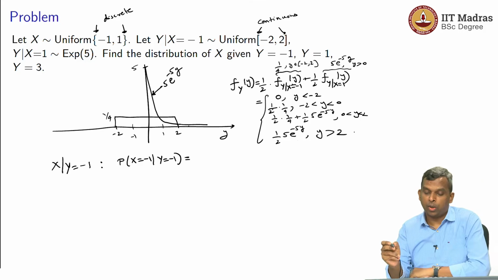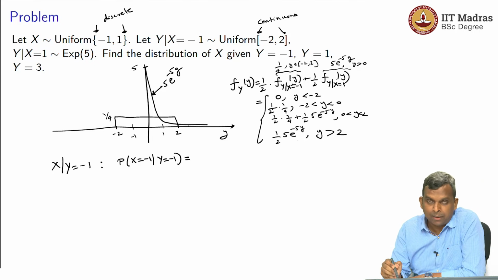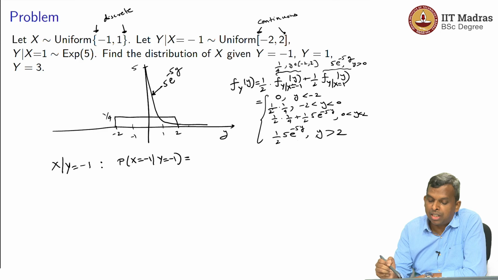Okay, so notice how I wrote that. The first formula is generic, but these conditional densities have a certain range for y, only for y in a certain support, right? For y between minus 2 and 2, this is 1/4. Outside of it, this is 0. Only for y greater than 0, it is 5e^(-5y). Outside of it, it's 0. So when you write it down totally, you have to say y less than minus 2 is 0. Y between minus 2 and 0, it's half times 1/4. And then from 0 to 2, both of them will be active, right? And then greater than 2, only this exponential density will be active. So that's the marginal distribution of y.